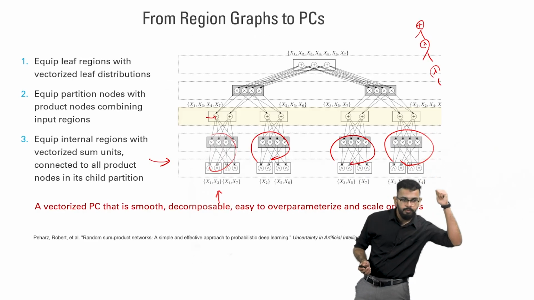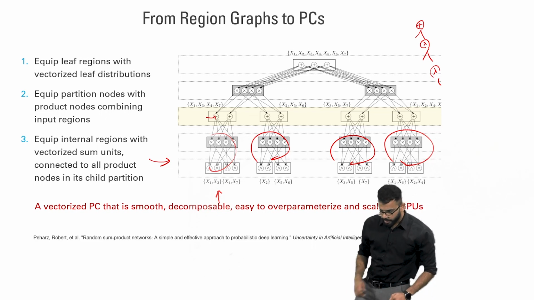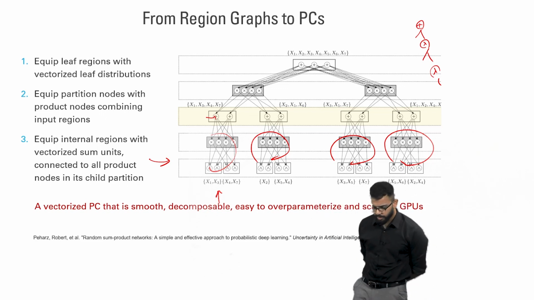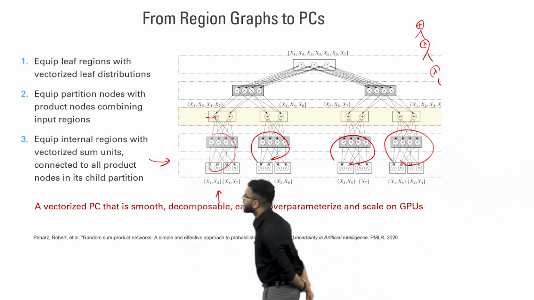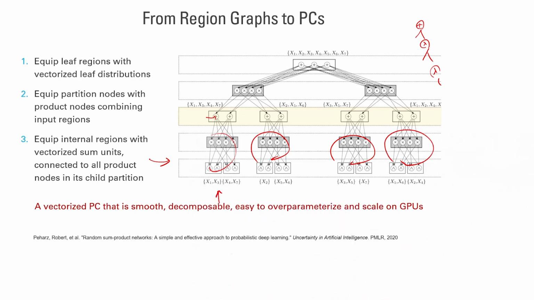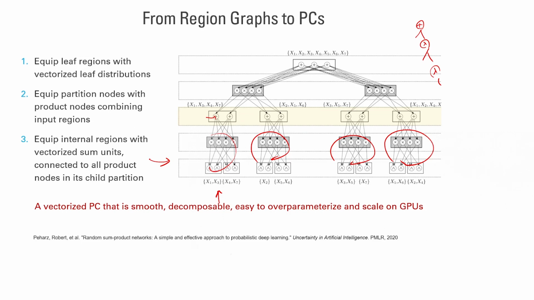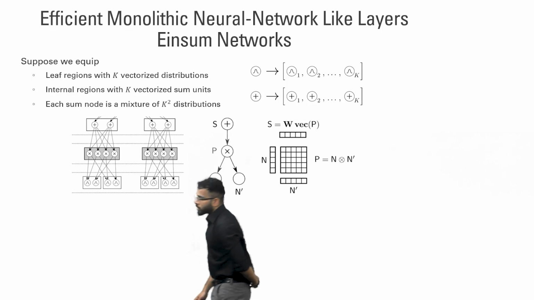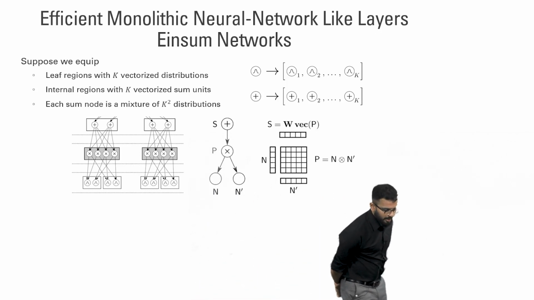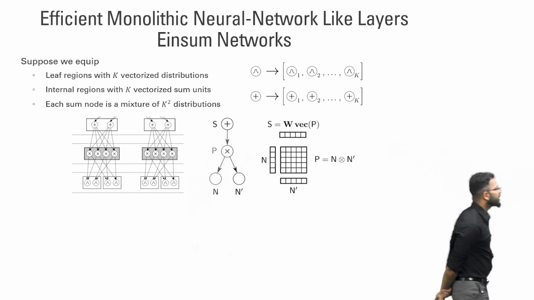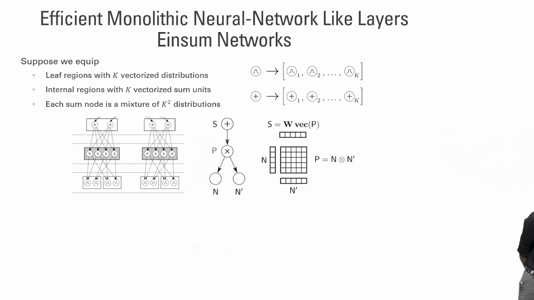Cool. Okay. So if you look at this representation, there are some more things you can do to improve the efficiency here. You have two different types of operations, right? You have some vectorized product operations happening, and some vectorized sum operations happening. I haven't put the weights here, but you do know that there are parameters associated with the sum nodes, right? Those are what you would learn.